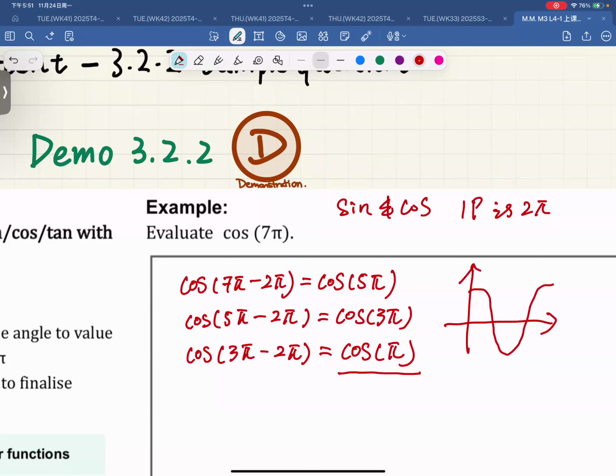Something like a cosine graph. That's 0, that's pi on 2, that's pi, that's 3 pi on 2, that's 2 pi. So 1 or negative 1? Negative. Yes, so cosine pi is equal to negative 1, which is equal to cosine 7 pi.